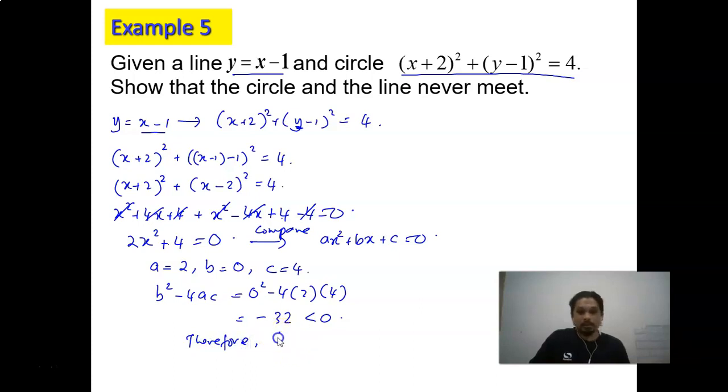So since b squared minus 4ac is less than 0, therefore the circle and the line never meet or do not touch each other.